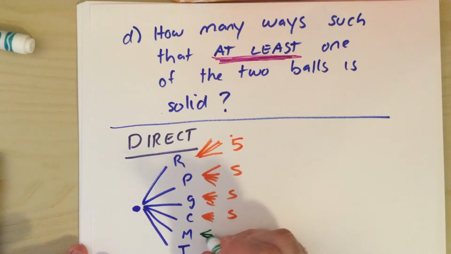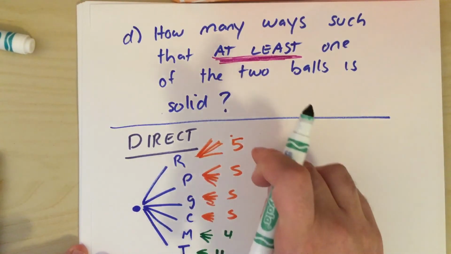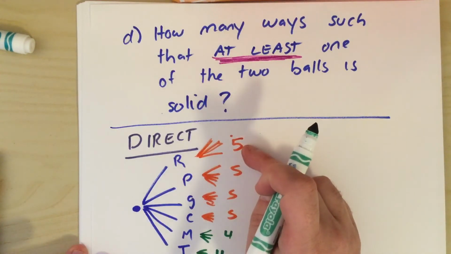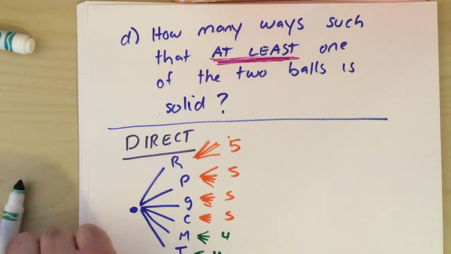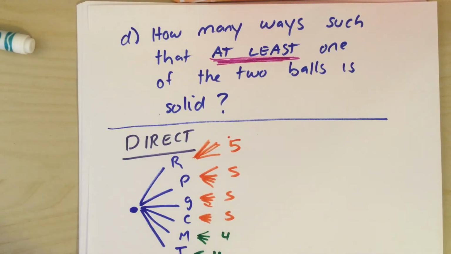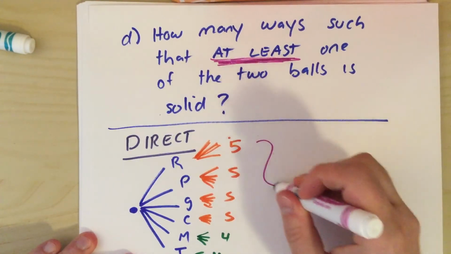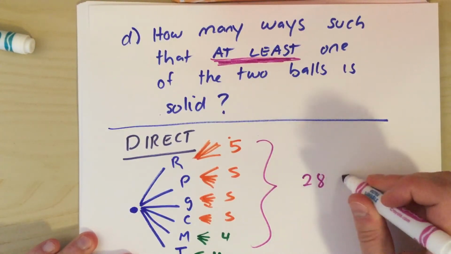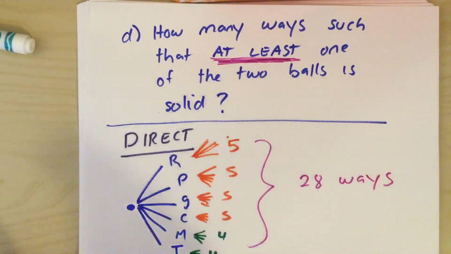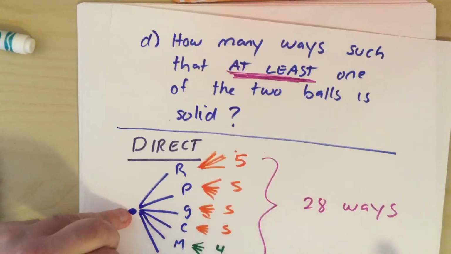If it's magenta, it must be one of the 4 solid ones. So for these, it must be one of these. For those, it must be that. We add them all up. We get 28 different ways. And that's a direct way of doing it. And that's a fine way of doing it. I'm going to show you a different way, though.